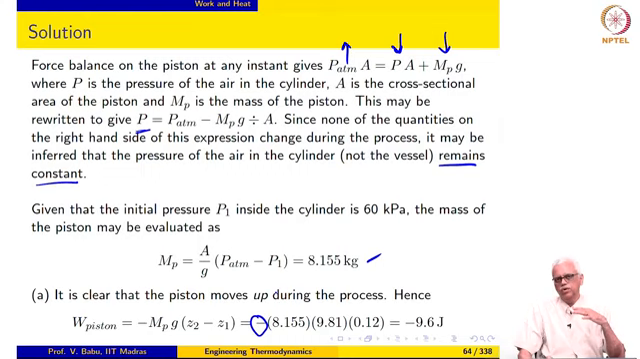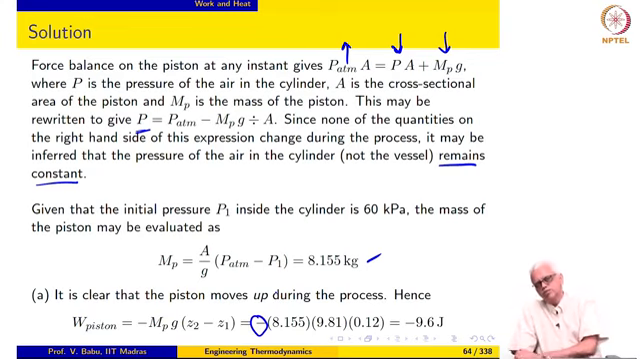So, in other words, based on our definition of work, if a system by virtue of its interaction results in a mass being moved up, then the system is doing positive work. In this case, the surroundings by virtue of their interaction with the system is actually moving a mass up in a gravitational field, which means that the work interaction for the surroundings is positive and work interaction for the system thus is negative, because W system plus W surroundings is equal to 0. So, we get a negative sign for the work for the piston, which comes out to be minus 9.6 joules.